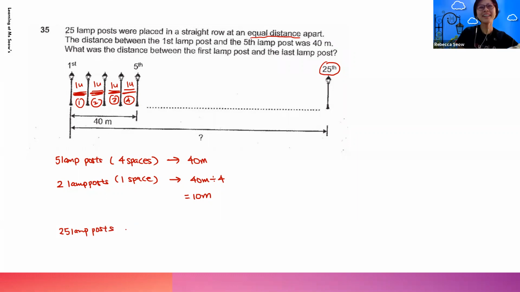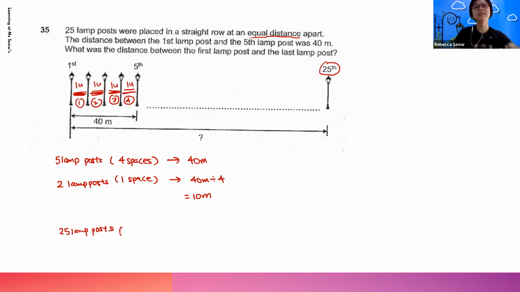Okay, why do you say 25 minus 1? Because if you put 25, it's because the first one is already counted, so 25 minus 1. So you take 24, it's like 24 intervals, I think.